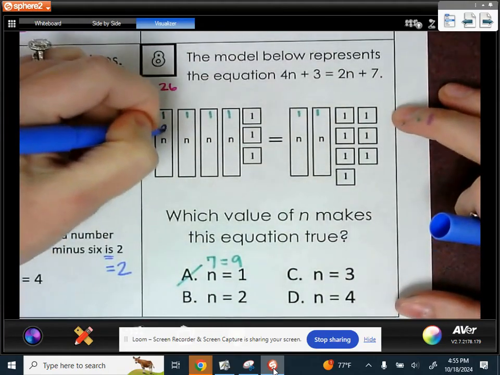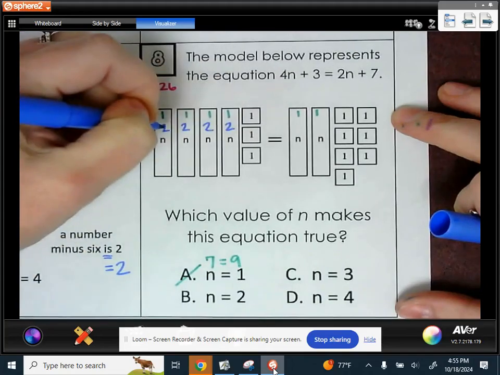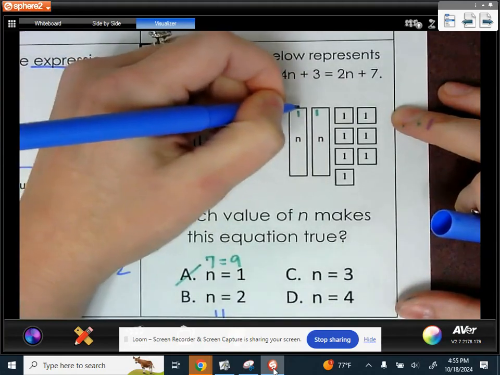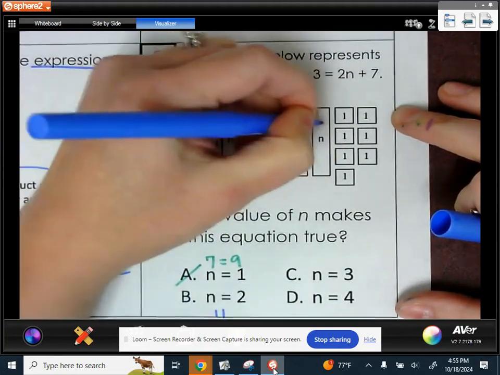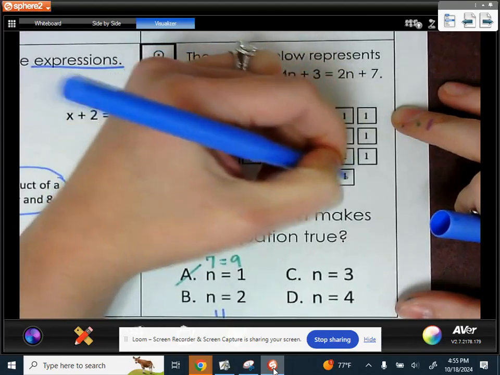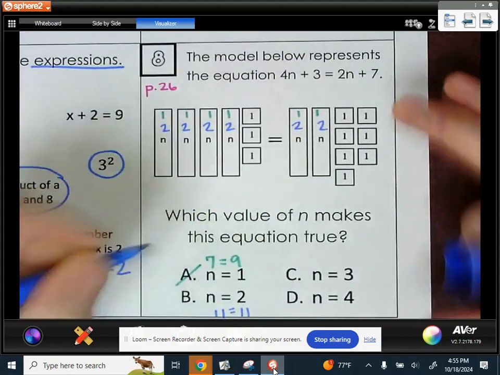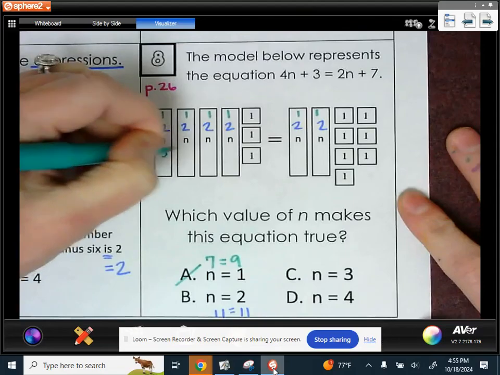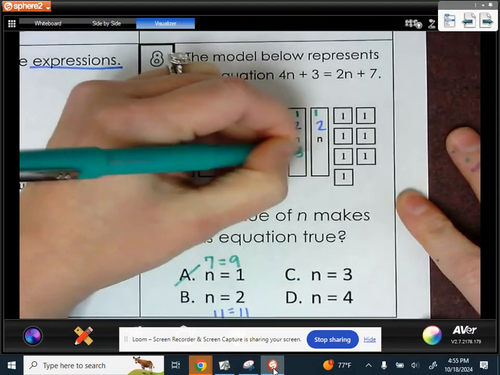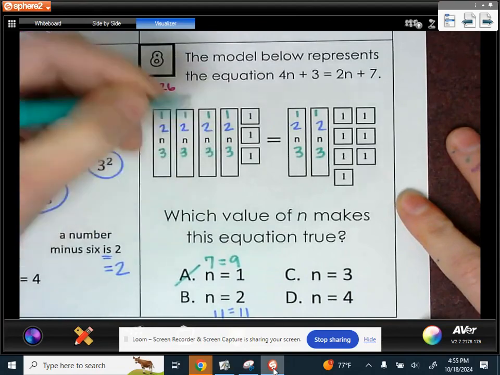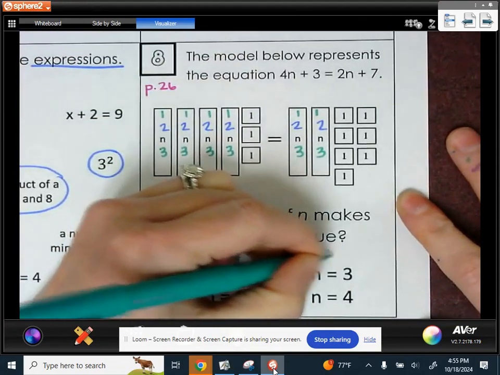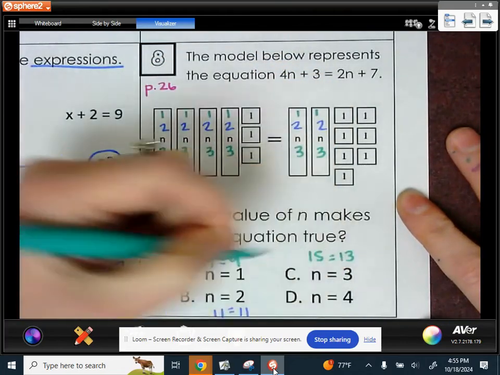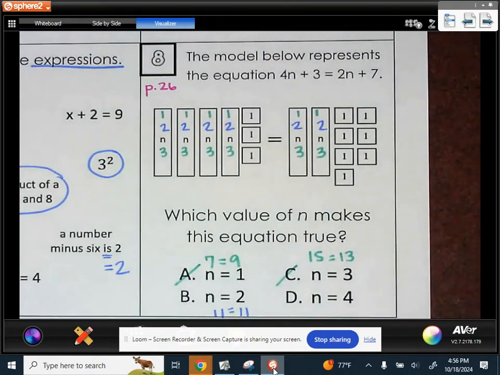We can try 2. If n is 2, that's going to be 2, 4, 6, 8, 9, 10, 11 on the left-hand side. And then 2, 4, 5, 6, 7, 8, 9, 10, 11. Okay, so that looks good, but we're not sure yet. So let's look at our other answer choices just to make sure. If n is 3, that's 3, 6, 9, 12, 13, 14, 15. And 3, 6, 7, 8, 9, 10, 11, 12, 13. 15 and 13 are not equal, so no, that's not my answer.